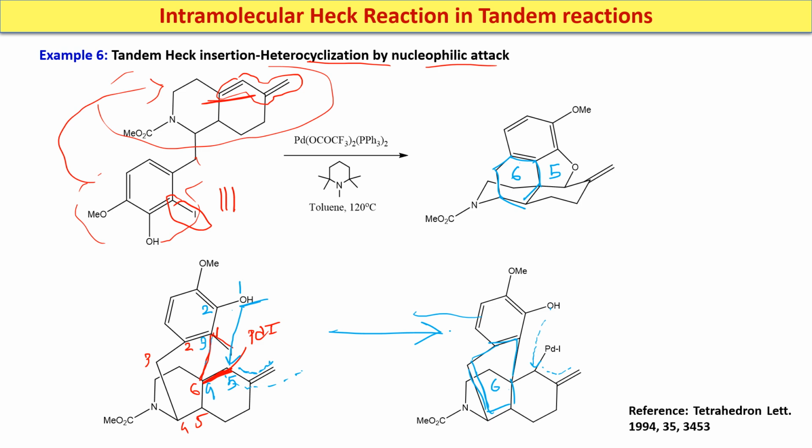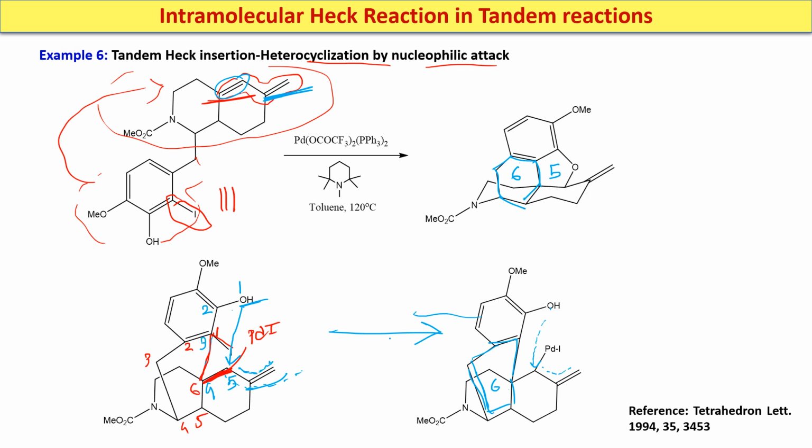So this is also the example of tandem Heck insertion, and the second actual tandem step, that is the attack of this nucleophilic OH, I mean oxygen, to this electrophilic pi allyl palladium system. And that is possible because we have this conjugated system. So the first CC bond is taking part in the Heck reaction, and after that there is nucleophilic attack to this pi allyl system which is generated because of this second CC double bond.